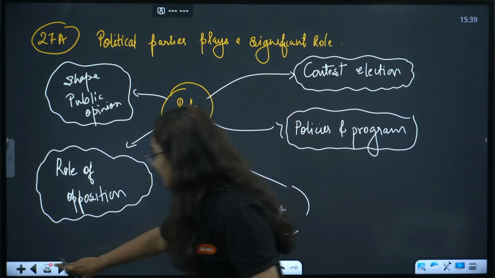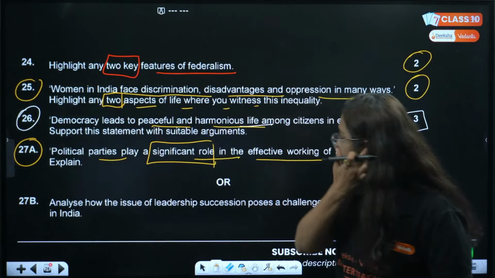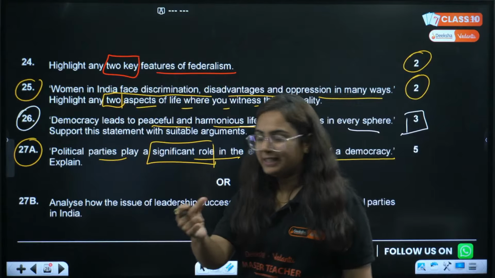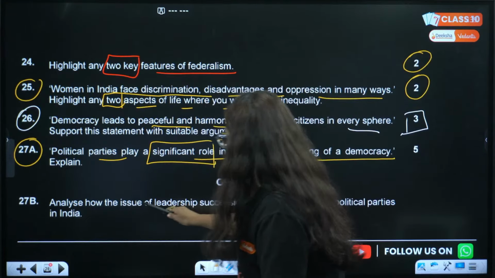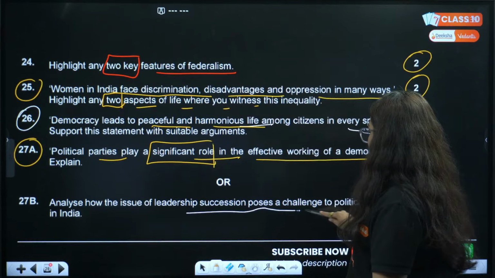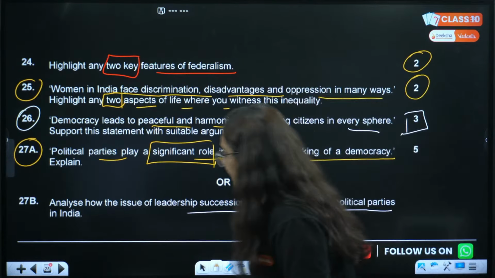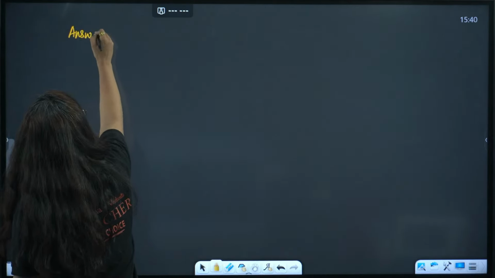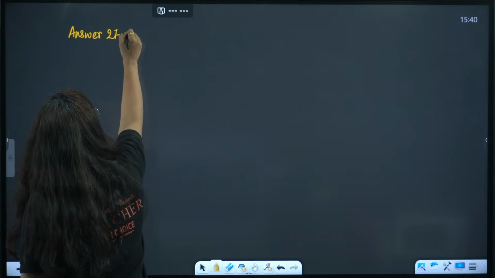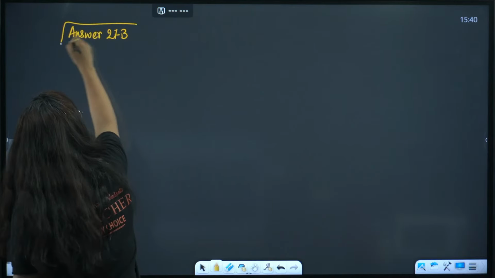So this was the answer to the question 27A. Let's move to 27B. Let's quickly end the sample paper because you need to study more also. Analyze how the issue of leadership succession poses a challenge to the political party. See, now there are certain challenges to political parties. This is the answer to the question 27B.